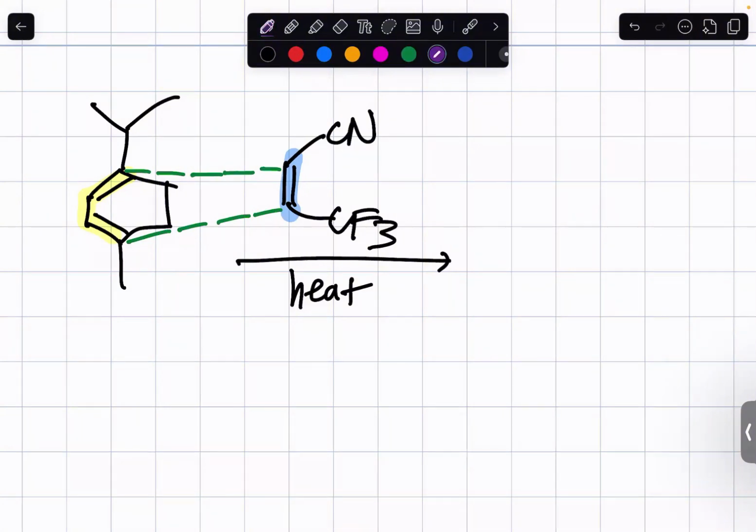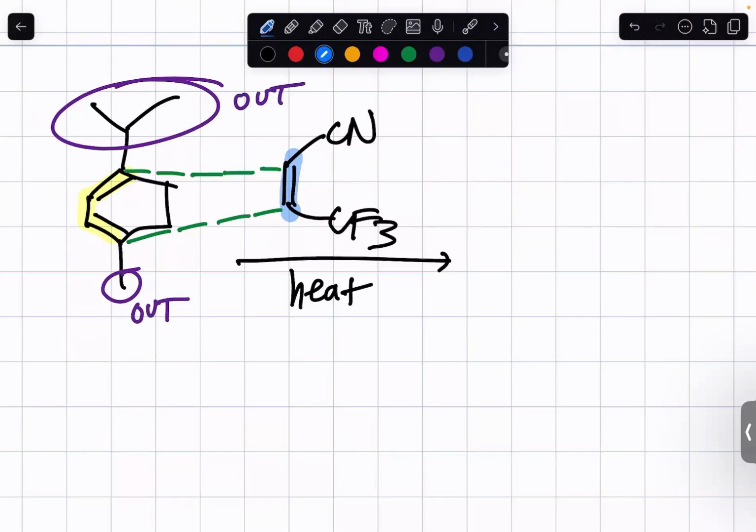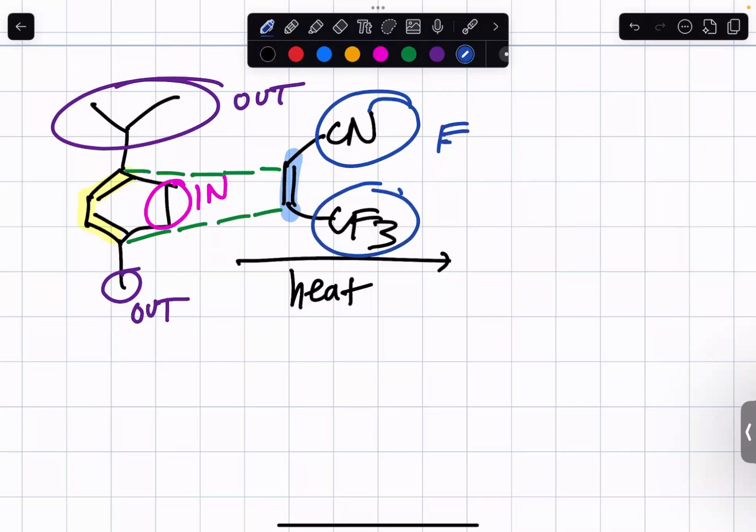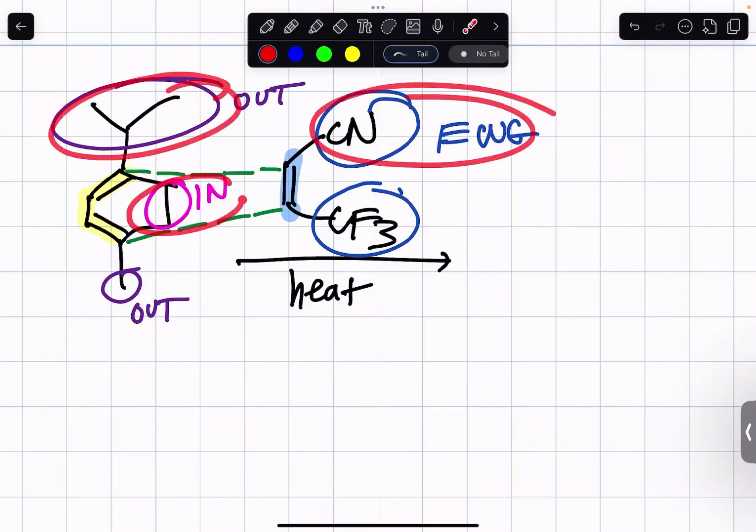Then after that, I determine my out and in groups. These are my out groups. These are my in groups because they're inside of the pocket. And these are my EWGs. Right? And based on the endo rule, the out group is cis to the EWG, the in group is trans to the EWG, based on the endo rule.